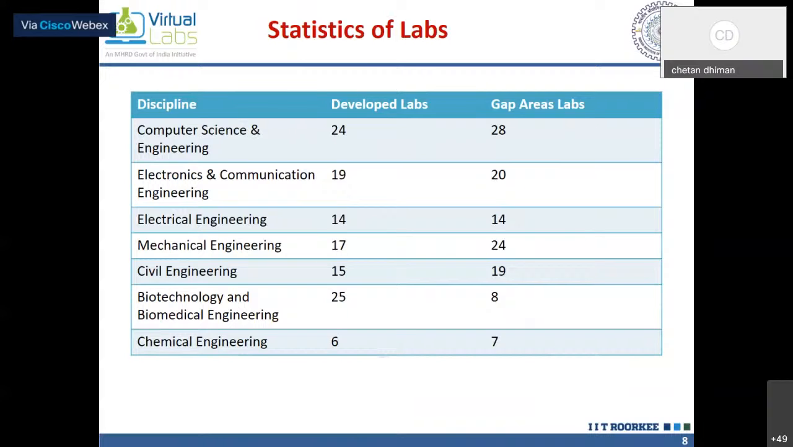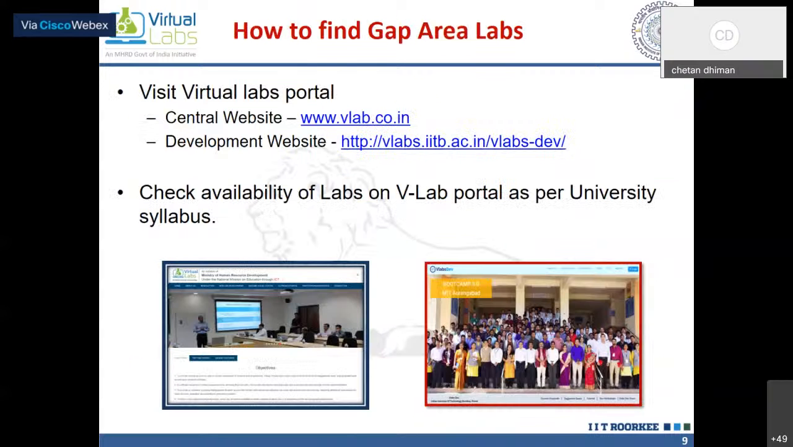Similarly, you can see the statistics for the other disciplines. In electronics and communication engineering, we have developed only 19 labs, and the availability of newly developed labs is approximately around 20. So you can note down the statistics of the developed labs as well as the gap area labs. These statistics will help you find the gap area labs in the particular discipline in which you want to propose a lab.